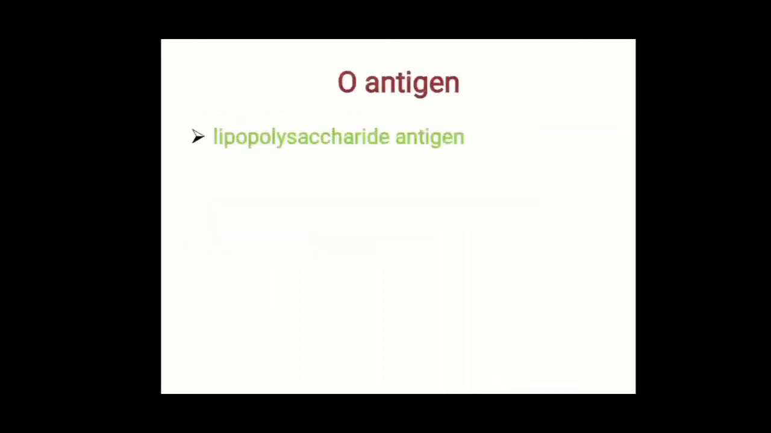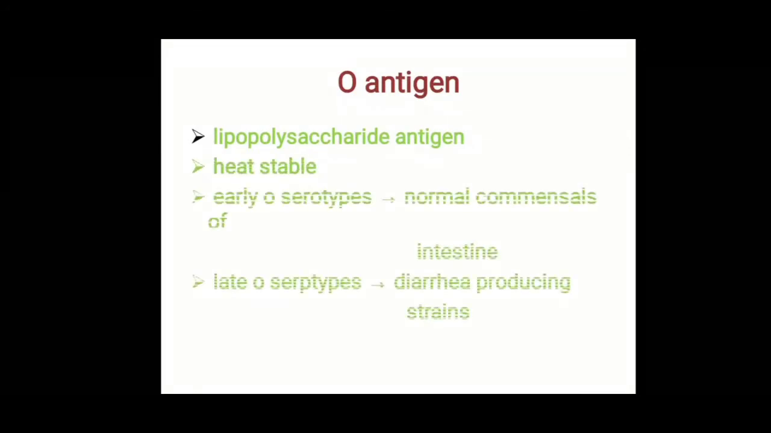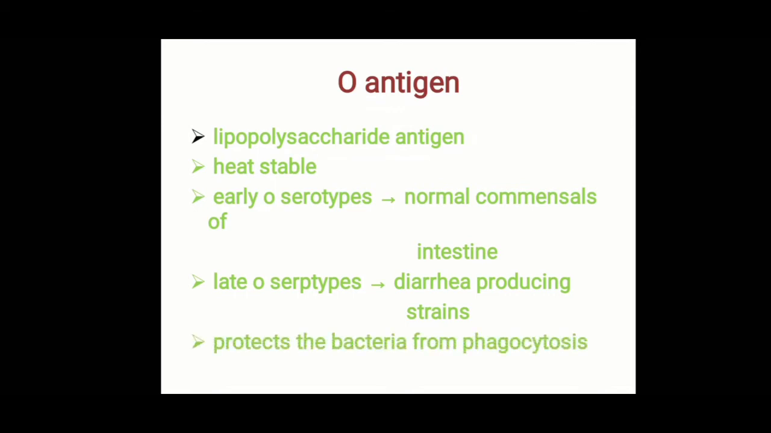O antigen, it is a lipopolysaccharide antigen which is heat stable. The early O serotypes are normal commensals of intestine and the late O serotypes are diarrhea producing strains. It protects the bacteria from phagocytosis.